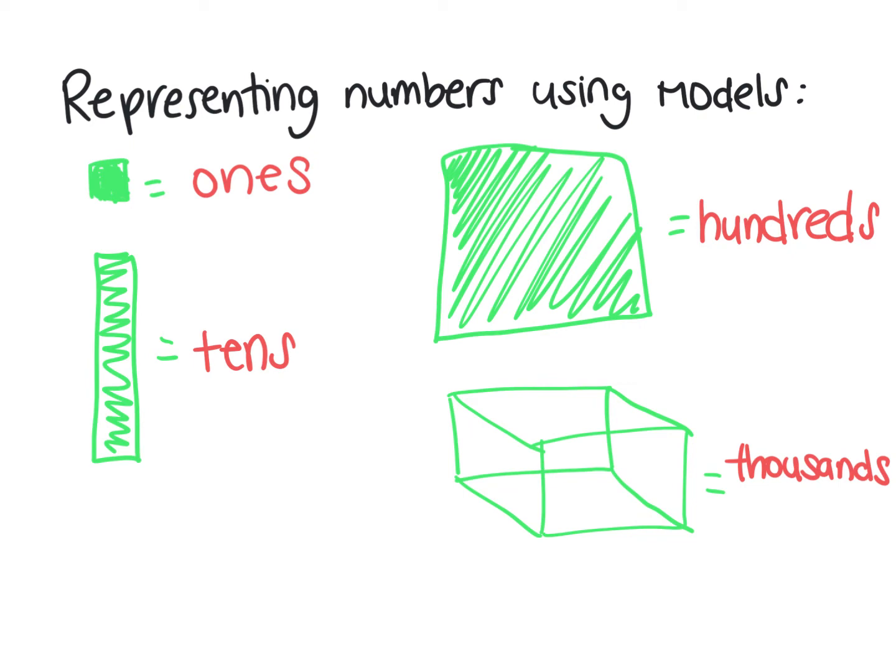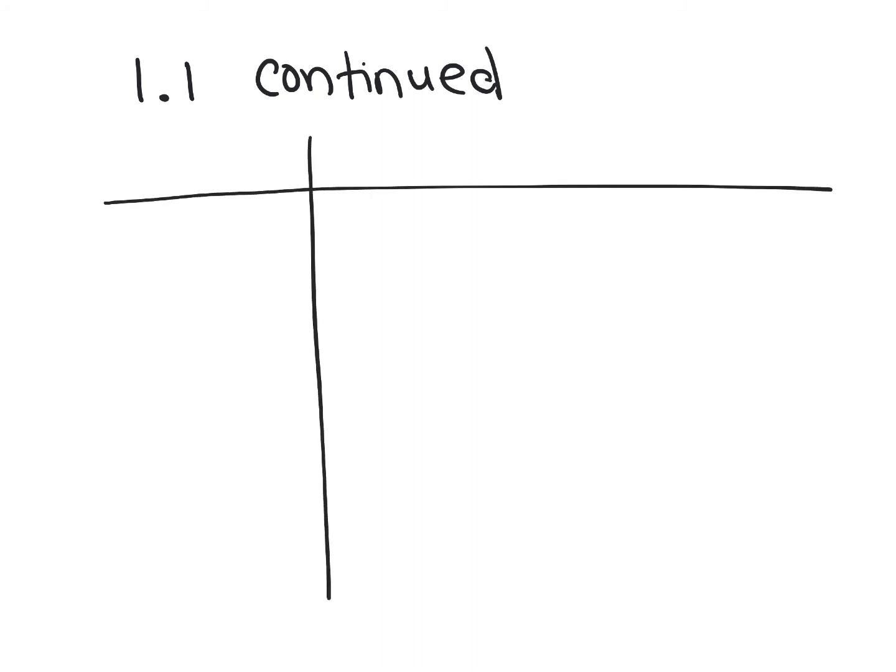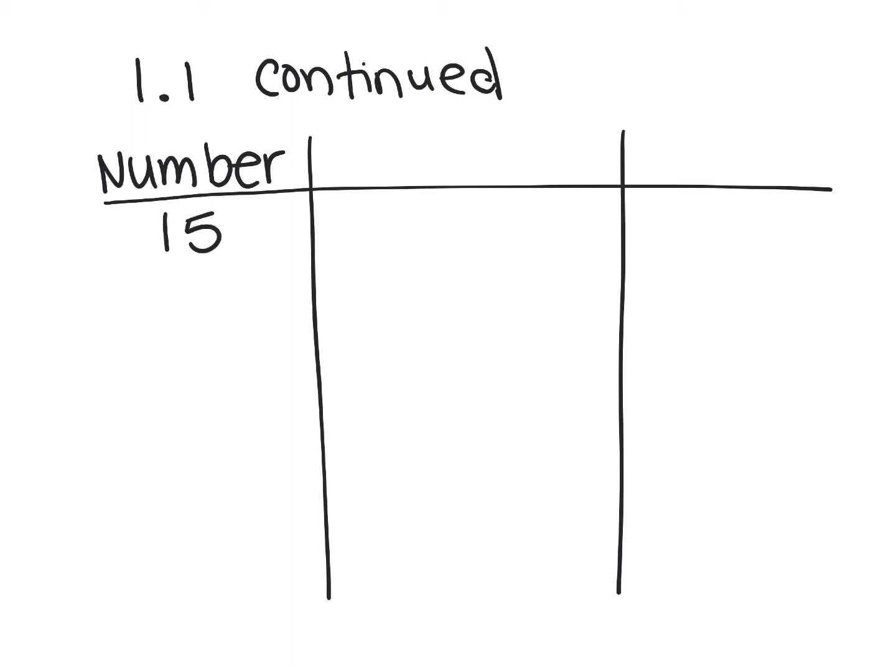Next, we're going to create a chart in our notes. If you're needing to turn the page in your math notebook, please label this 1.1 continued. And I'm going to make a little chart just like this. And I have some given numbers. My given numbers are 15, 27, 48, and 106.